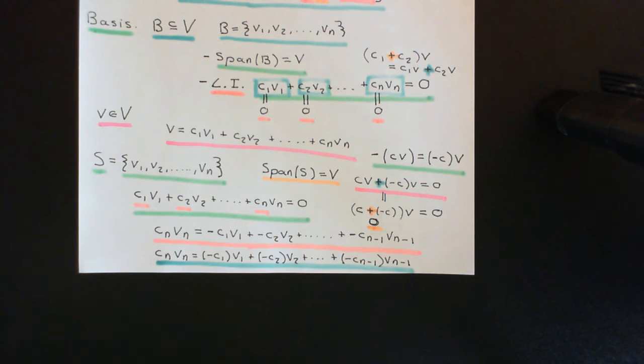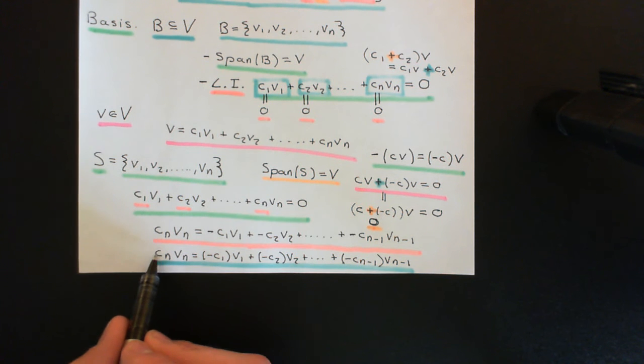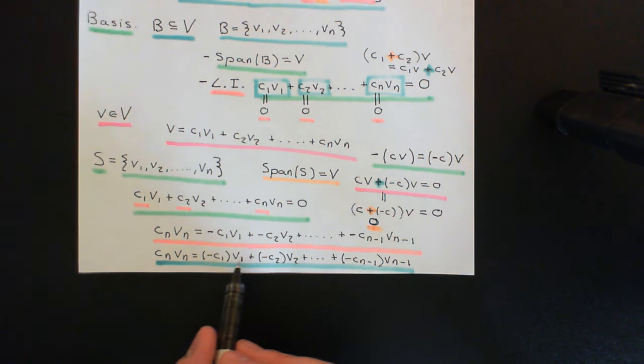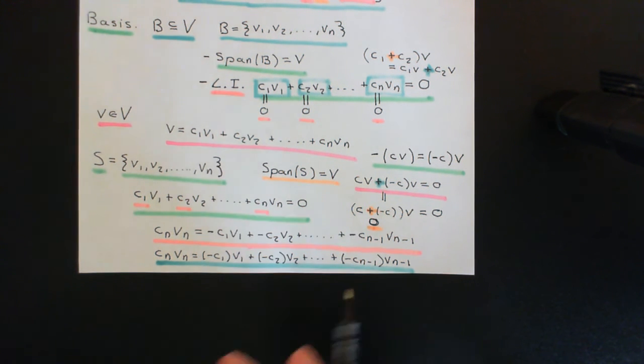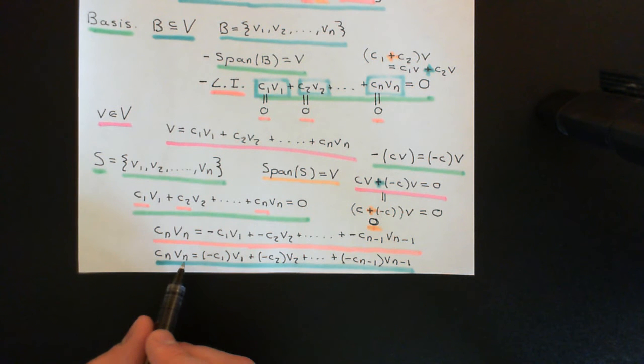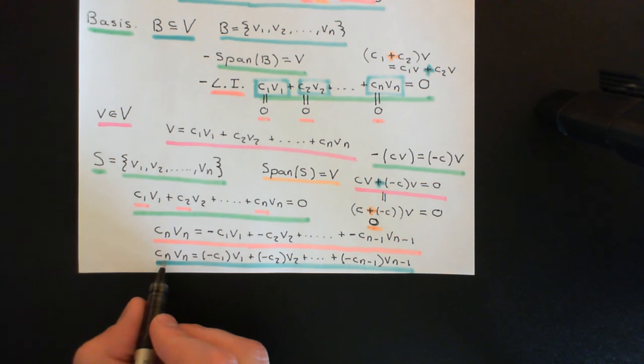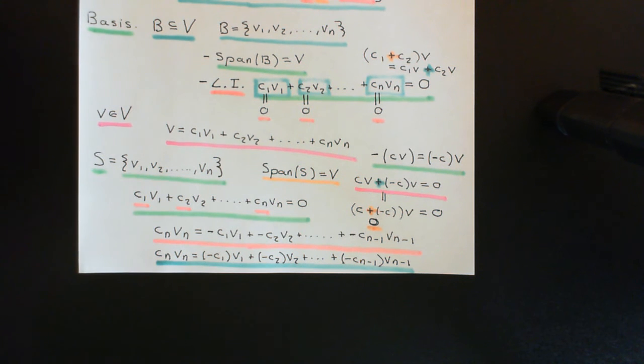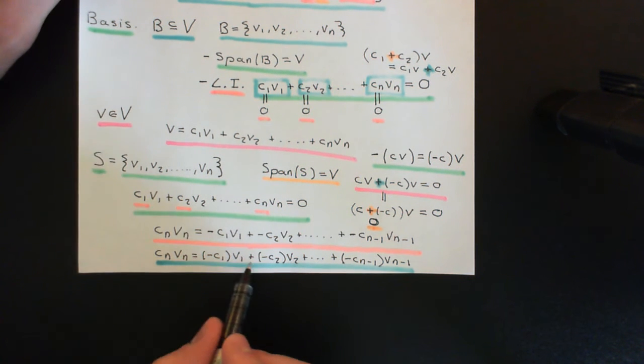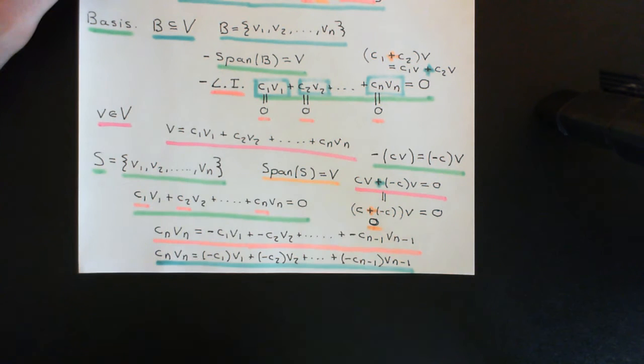Well, I'm almost there. I now have my vector Vn, well, not quite. I have the scalar multiple of Vn by Cn written as a linear combination of my other n minus 1 vectors, but I want the vector Vn written as a linear combination of my other n minus 1 vectors. So I need to somehow get rid of Cn here. So how am I going to do that? Well, I'm going to scalar multiply both sides of this equation. Okay, now what am I going to scalar multiply them by?